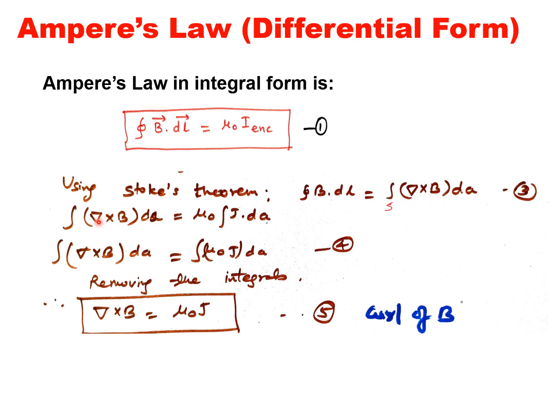So this del cross B dA equals mu naught, and this I can be written as J dot dA. So del cross B dA equals mu naught J dot dA. And now we can compare the integrands, because both are the same surface integral. If we remove the integral, then we have del cross B equal to mu naught into J. So this is the differential form of Ampere's law, and it gives us the curl of the magnetic field, which is mu naught into J.